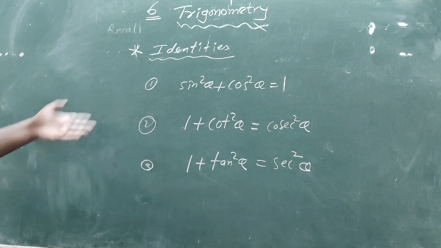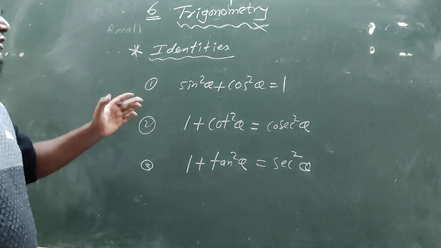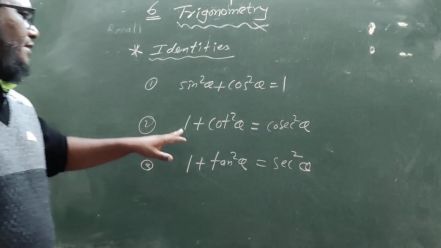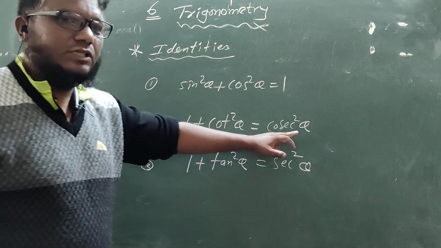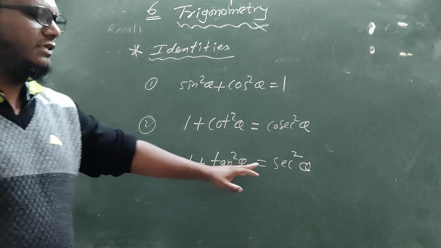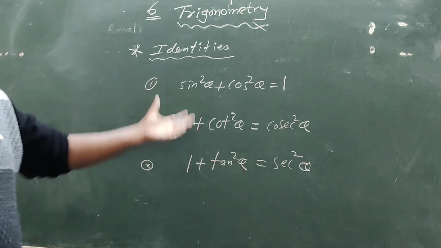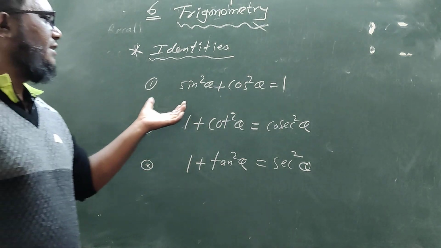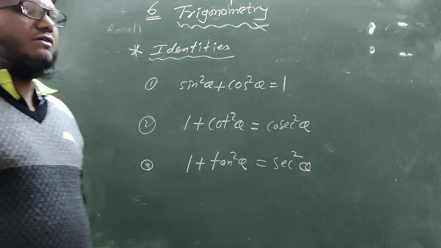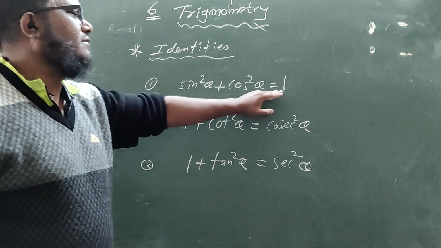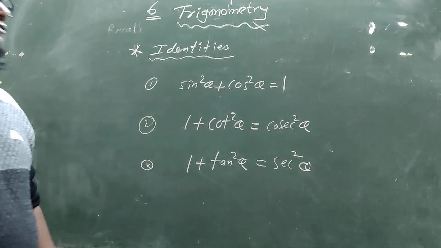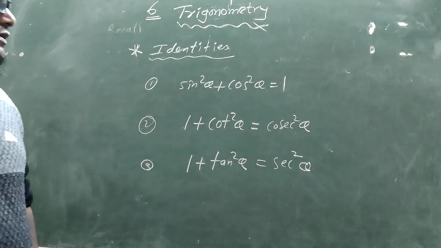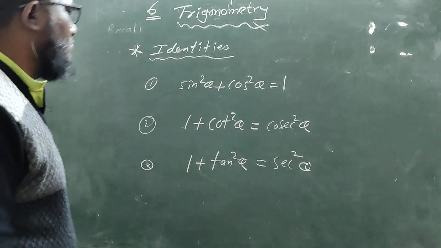Now, these three identities we also have to learn and keep in our mind. Sin square theta plus cos square theta is equal to 1, 1 plus cot square theta is equal to cosec square theta, and 1 plus tan square theta is equal to sec square theta. Now, with these identities, when we have to find any one value, and among these three values two are known, the third value we can find by interchanging the formula and this identity. Now, one by one we'll see how to change this identity.